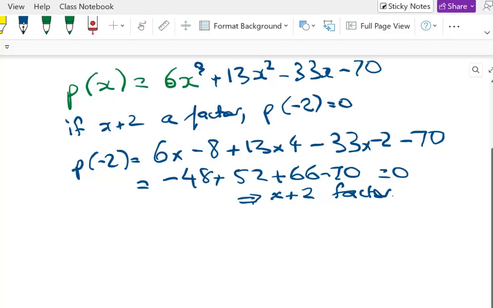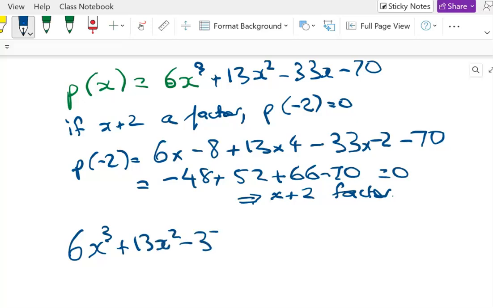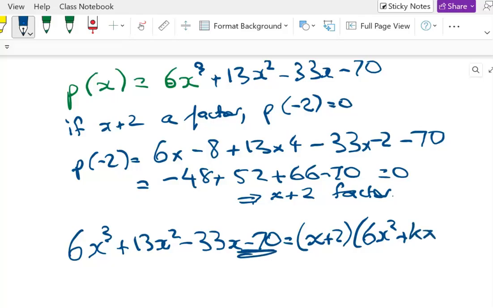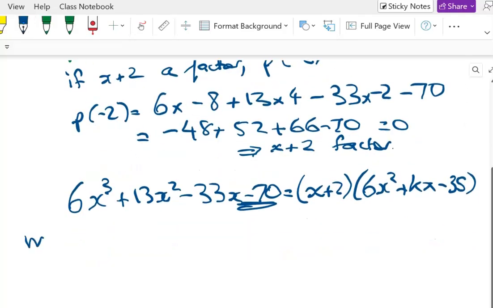I didn't use long division. I saw a lot of you do a lot of work using long division, and again, some errors. For me, it was easiest just to match it. So we've got 6x cubed plus 13x squared minus 33x minus 70 is equal to x plus 2. And then the matching bit must have a 6x squared plus a something x. And then to get that -70, we've got to have minus 35 here. Right, so matching.